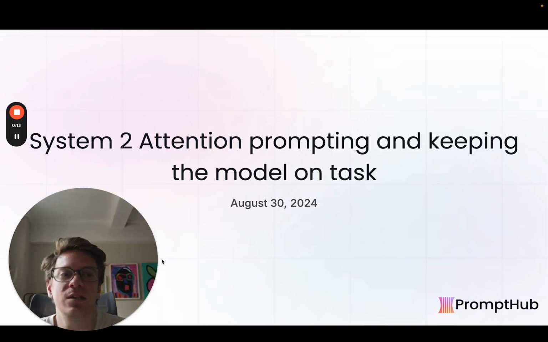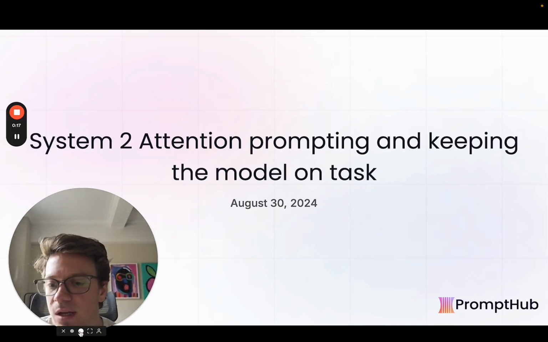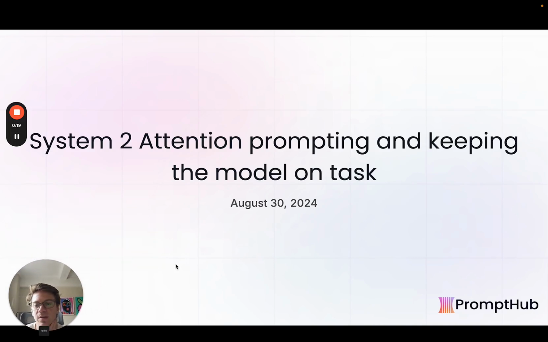Happy Friday. It's a beautiful day here in New York, and today we will be kind of short and sweet and to the point about a new prompt method that we just covered on our blog called System 2 Attention Prompting.